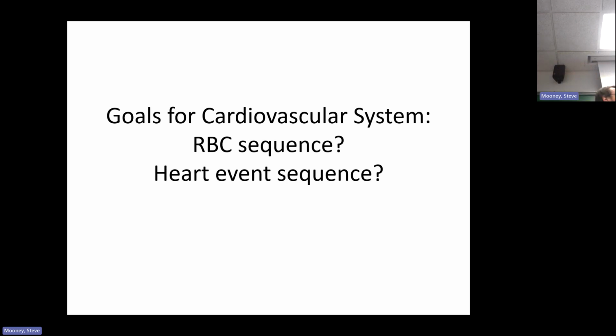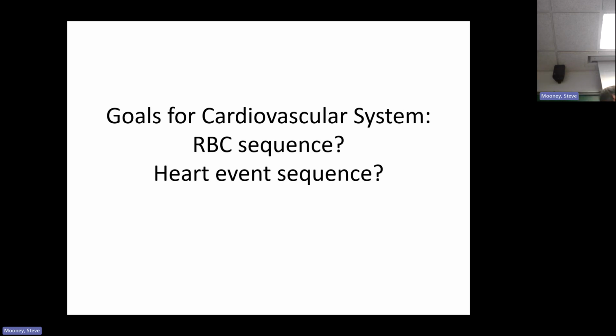So the goals of this section: I want you to be able to do the red blood cell sequence. If you're a red blood cell, can you put all the parts in order? Where do I go first? If I start in the right ventricle, where do I go next? What things do I pass? How do we go through the system?